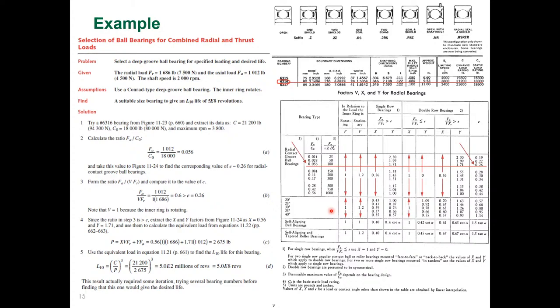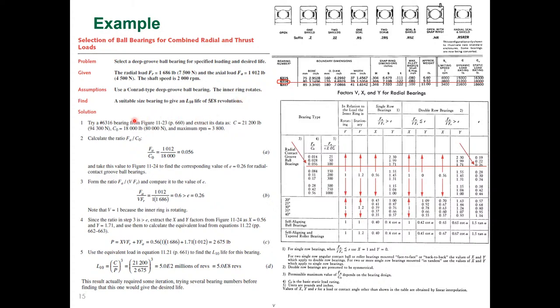We've looked at the design, and we looked at how the forces pass through the system, and we found that we have a radial load of 1,686 pounds and an axial load of about 1,000 pounds and a shaft speed of about 2,000 RPM. We're going to say, hey, we're going to go ahead and use a thrust bearing, a Conrad type ball bearing, and we're going to assume that the inner ring rotates, and a suitable size bearing to give a life of 5 times 10 to the 8 revolutions.